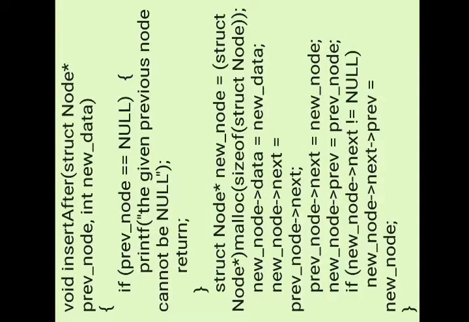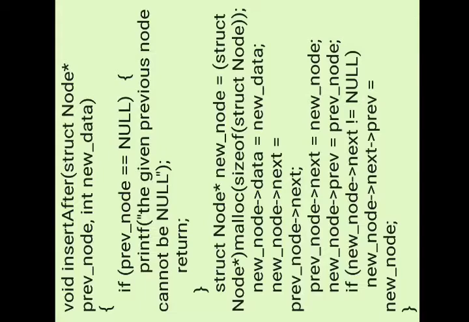Void insertAfter, I am giving two parameters here, that is previous node and new data. Why am I giving previous node? Because I have to find the previous node, and then only I can add the new node after it. For that only I am passing it here as a parameter. Then check if previous node is equal to null or not.